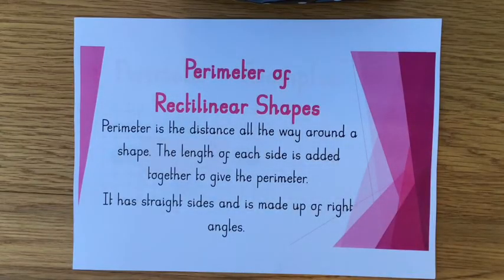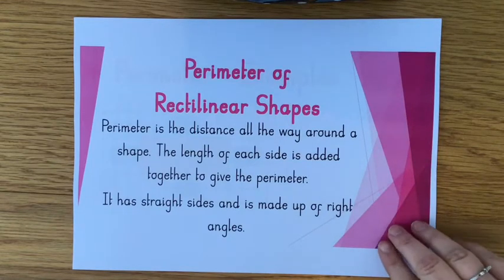In this video, we are going to be looking at the perimeter of rectilinear shapes. So, what is perimeter? Well, perimeter is the distance all the way around a shape. The length of each side is added together, and that's what gives us the perimeter. A rectilinear shape is a shape that has straight sides, and it's made up of right angles.